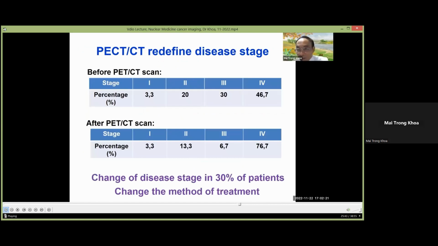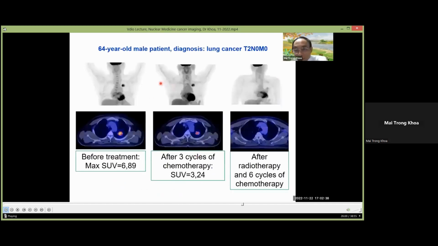One of our studies shows that after doing PET-CT, the stage of the disease changed in about 80% of cases, and it helped to change the treatment in the right direction. This is a patient with lung cancer who underwent PET-CT to assess and monitor response to treatment. Very good treatment results. You can see here a complete response after 6 cycles of chemotherapy combined with radiation therapy. You can see here, very clear.